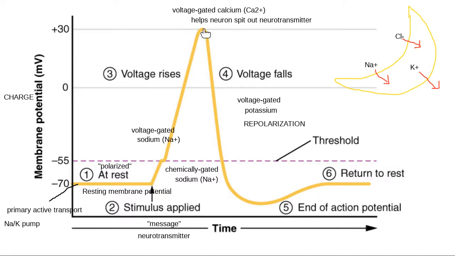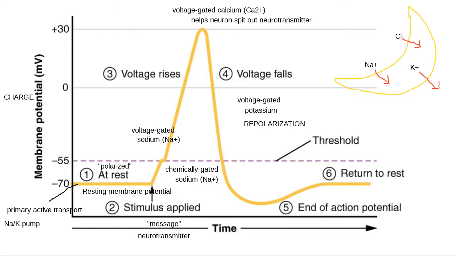So when we're up here at positive 30, when my charge is completely wrong, the main reason that I make my charge wrong is to open up these channels. My goal of making my charge completely wrong is to get me to spit out neurotransmitters. But once I'm that wrong, I have to get right again. I've got to repolarize. So my voltage-gated potassium channels help me to repolarize.